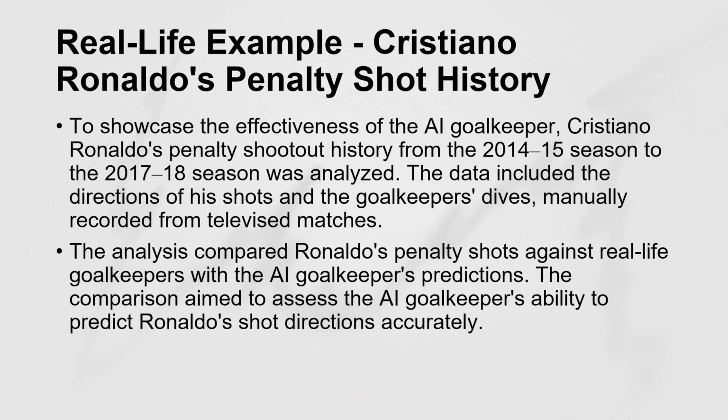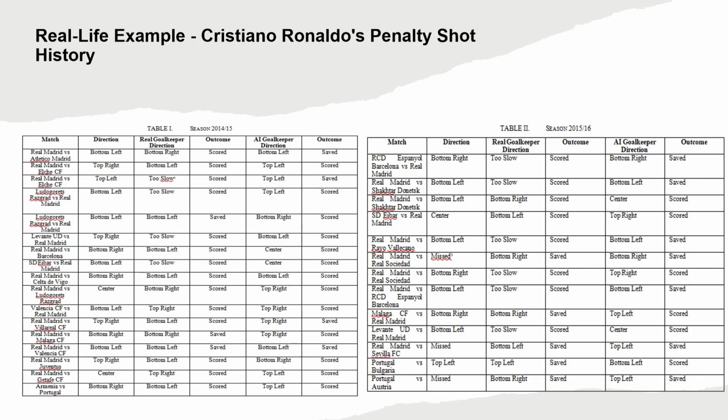Now, we selected a real-life professional footballer's shooting history and provided it to the AI goalkeeper and checked whether it will really help the analyst to predict the penalty shots. We took Cristiano Ronaldo, the 5-time Ballon d'Or champion's penalty shots between 2014 and 2018 seasons, and these were the results. So we see certain instances where the AI goalkeeper was better in predicting direction than real life goalkeepers.